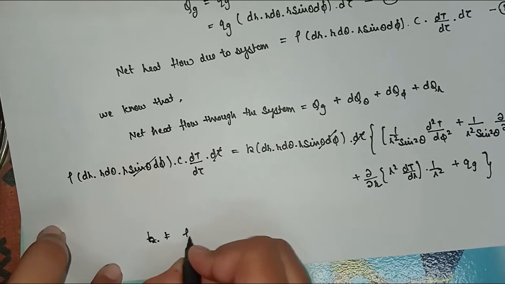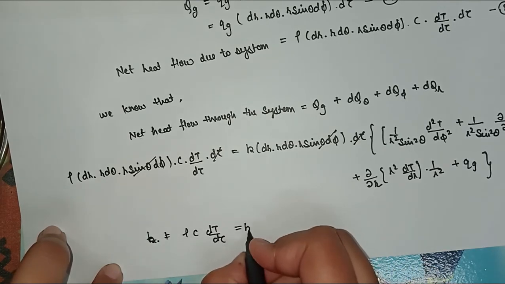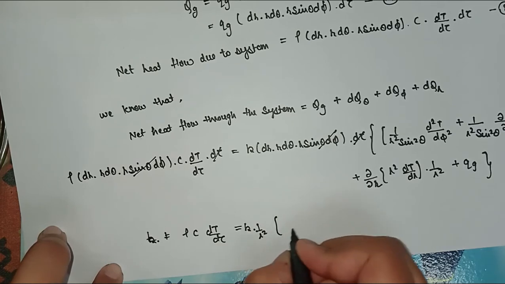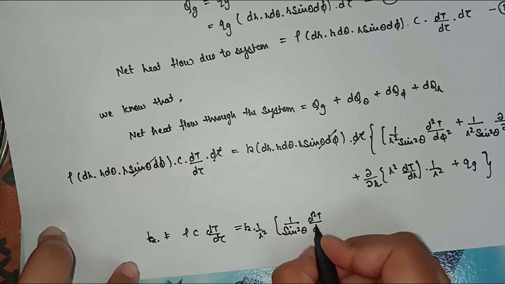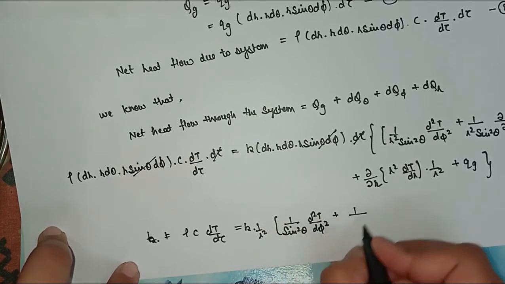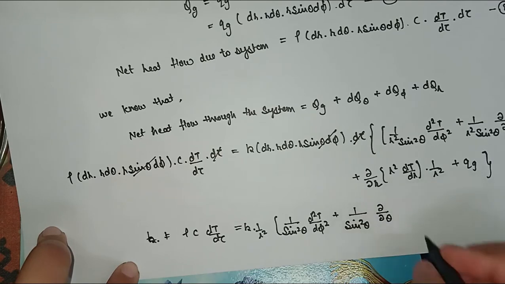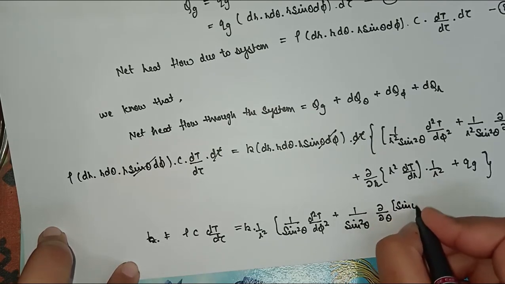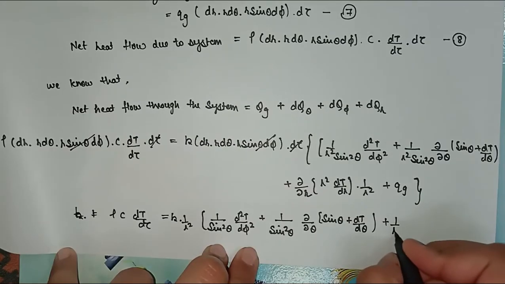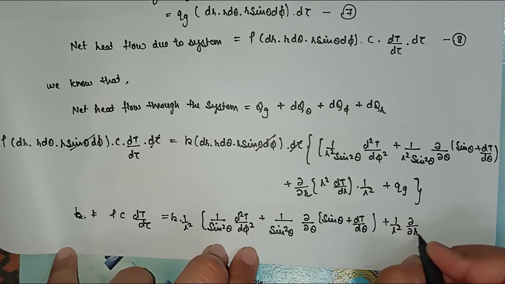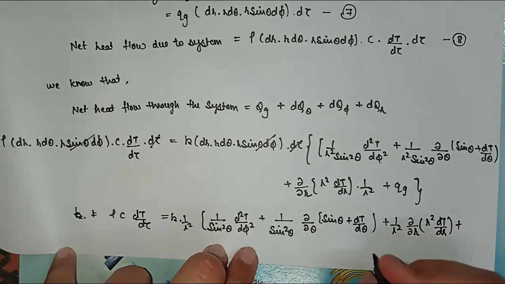The final equation will be ρc dT upon dτ equals k into 1 by r² into 1 upon sin²θ ∂²T upon ∂φ² plus 1 upon sinθ ∂/∂θ of (sinθ ∂T upon ∂θ) plus 1 upon r² ∂/∂r of (r² dT upon dr) plus qg upon k.